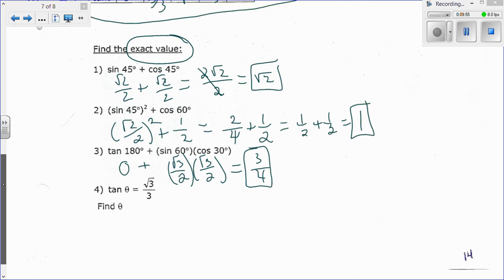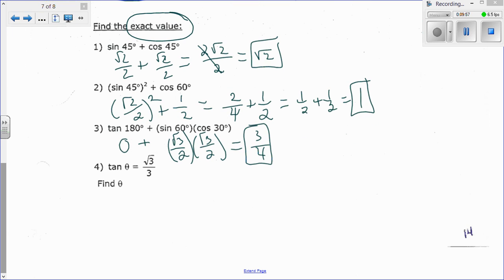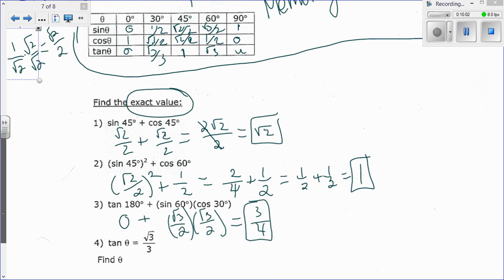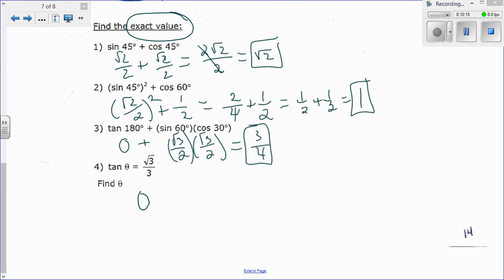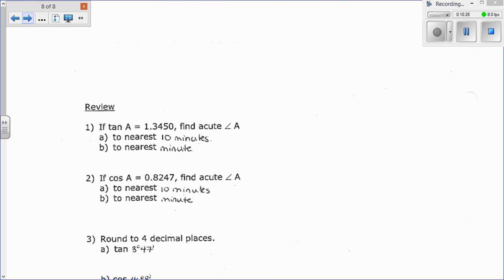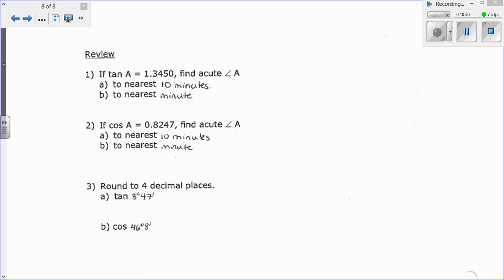For number 4, the tangent of theta is equal to radical 3 over 3. Find theta. Well, go back in your chart. Where in the tangent line do you see radical 3 over 3? When I look, I see at 30 degrees, I see that the tangent of theta is equal to radical 3 over 3. So that means that theta is equal to 30 degrees. So that's finding an exact angle and how you use that. And the back side is just a review of what we did last night.